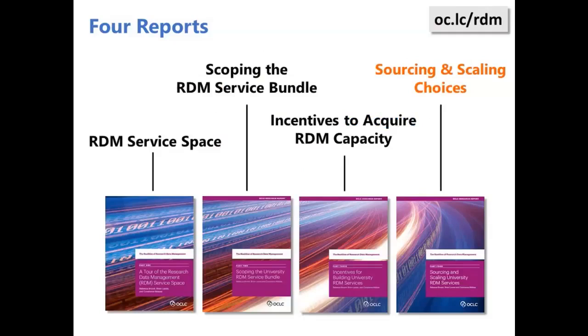The primary deliverables from the project are four reports. The first provides an overview of the RDM service space, and then the remaining three deal with the three major decision points that I mentioned a couple slides ago. All of these reports are available on the project website, which I'll reference at the end of the talk.